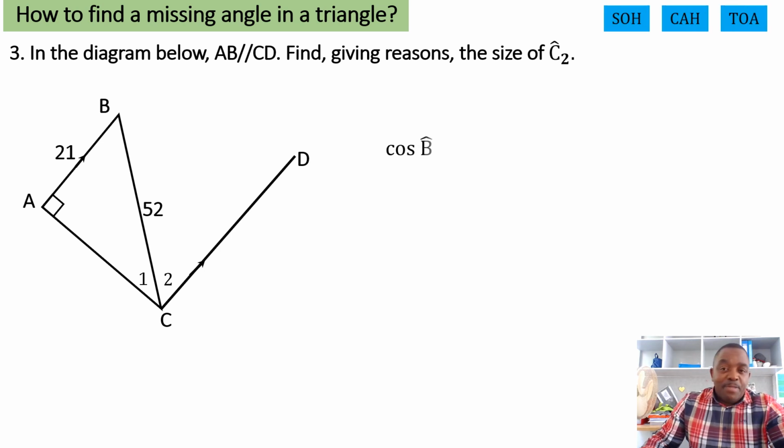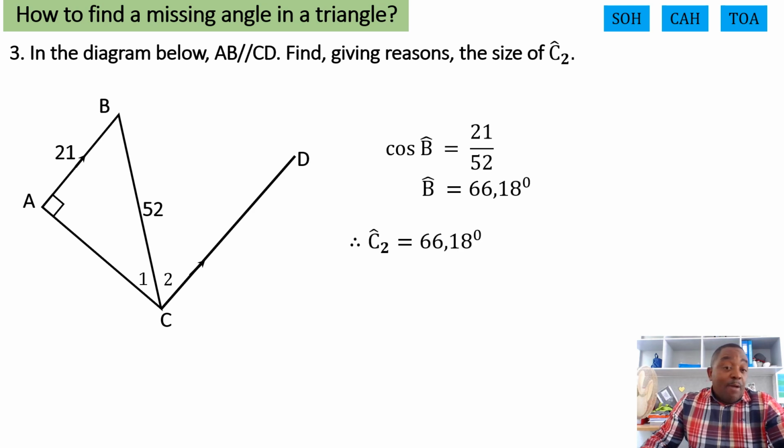Let's do that. Remember again your SOHCAHTOA. Well, for angle B, we've got an adjacent side and a hypotenuse, so we have to use cos there. So cos of angle B gives us 21 over 52, and the angle is 66.18. Now that therefore means angle C2 is also 66.18, but then remember, put down your reason. And that's it.